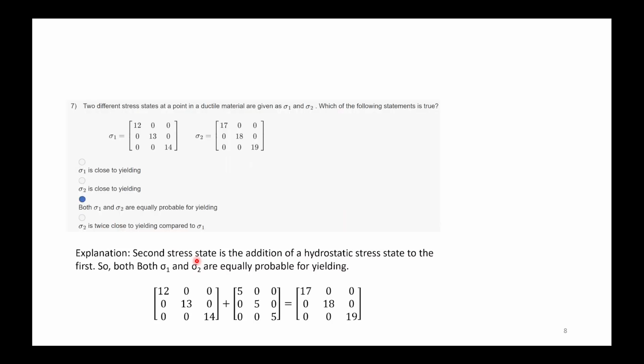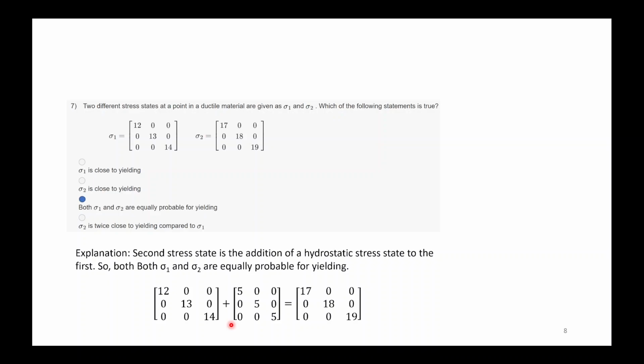Ma'am, in the previous question, some type of stress is being added to the first stress matrix, and then we are producing the second one. So the second one will have more probability, no? No, both will have the same probability because we are using a hydrostatic type of stress state. Hydrostatic state of stress has no shear stress.